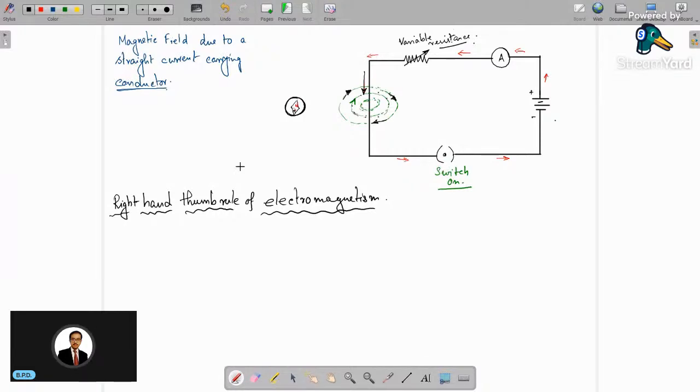Direction of the magnetic field is this one. Now put your thumb over here.